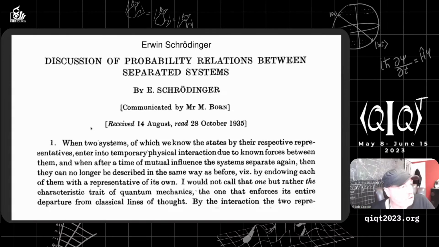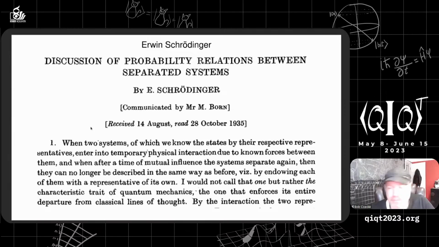And he's talking about two systems, and then he starts to talk about how quantum systems behave when they come together. And then he says, I would not call that one, but rather the characteristic trait of quantum mechanics, the one that enforces its entire departure from classical lines of thought. So Schrödinger's view was that the most important thing about quantum mechanics is the tensor product, not the measurement process, is what happens if you bring two systems together.